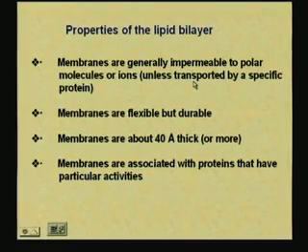The membranes themselves are flexible, but they are very strong and durable. They do not just rupture. Membranes can be about 40 angstroms thick or even more than that, and membranes are associated with specific proteins that have definite activities. Okay? So, the basic properties of the bilayer are that they do not allow the transport of ions unless assisted by a protein. They are flexible, they are quite thick, 40 angstroms, and they are associated with proteins that have specific activities.